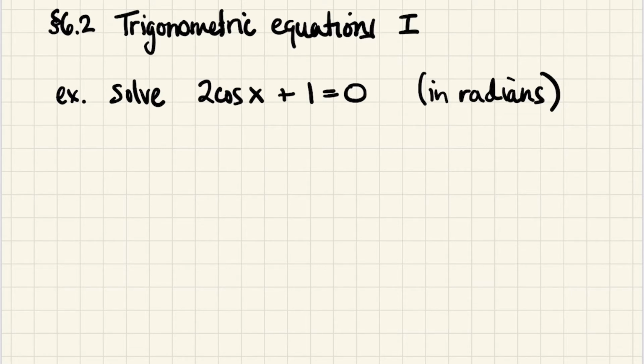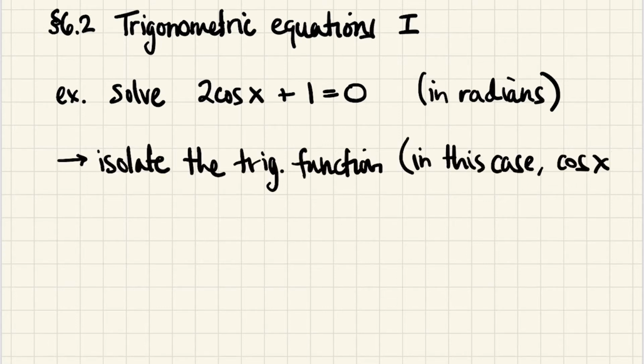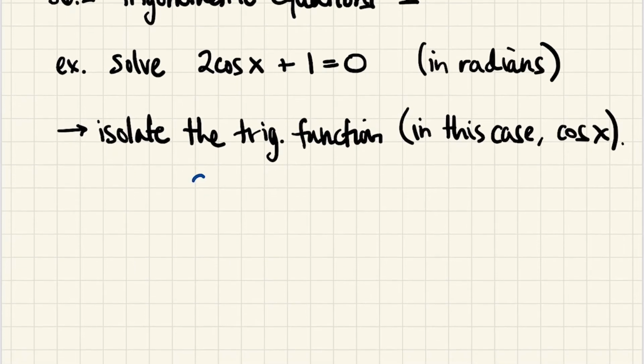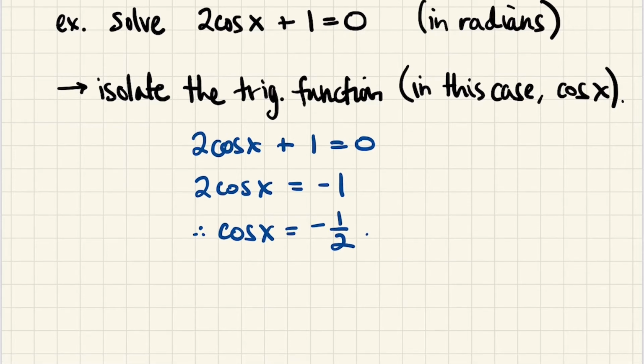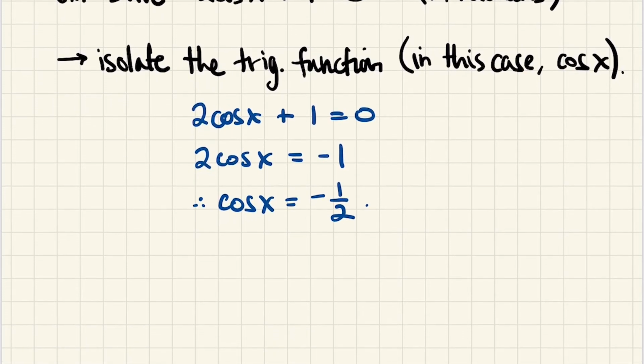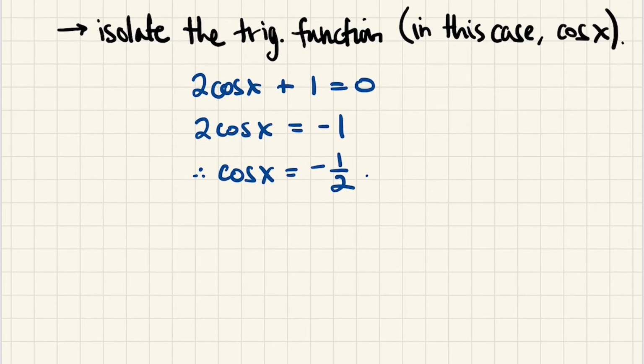Well, your first job is simply to isolate the trigonometric function. So we're just going to isolate cosine of x. Okay, so here's the original equation. And to isolate cosine of x, we'll subtract 1 from both sides. And we'll divide both sides by 2. Okay, so we have succeeded in isolating cosine of x.